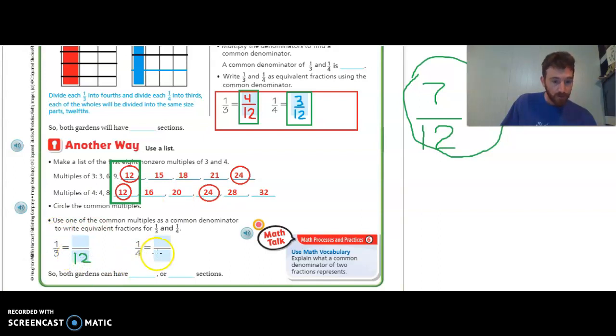Do 12ths. Now think of yourself, okay, how do I get from, if I go from 3 to 12, I can make an equivalent fraction. If I go from 3 to 12, I would say 3 times 4 makes 12. So 1 times 4 is 4. Again, I got to do the same thing for top and bottom to make them equal. I do the same thing to both.